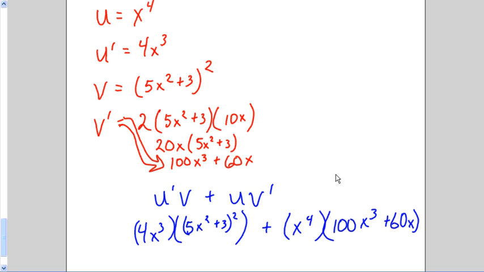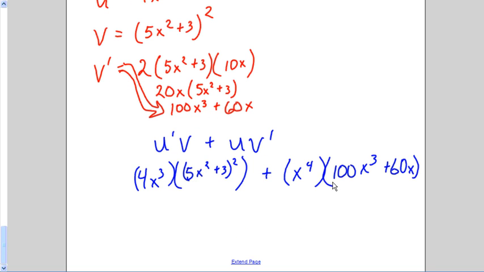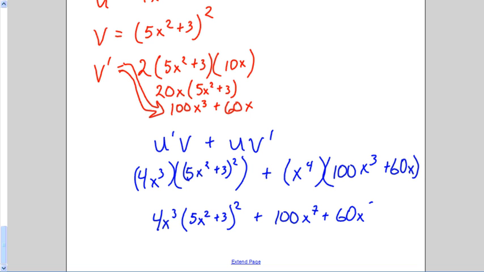My goodness, you are getting to be rather ugly, ain't you? Well, let's start trying to simplify this stuff down a little. We've got 4x cubed (5x squared plus 3) squared, plus over here, what in the world have we got? 100, and this one's not going to simplify very pretty, x^7 plus 60, oops, I forgot my x, 60x^5. And that is my answer.